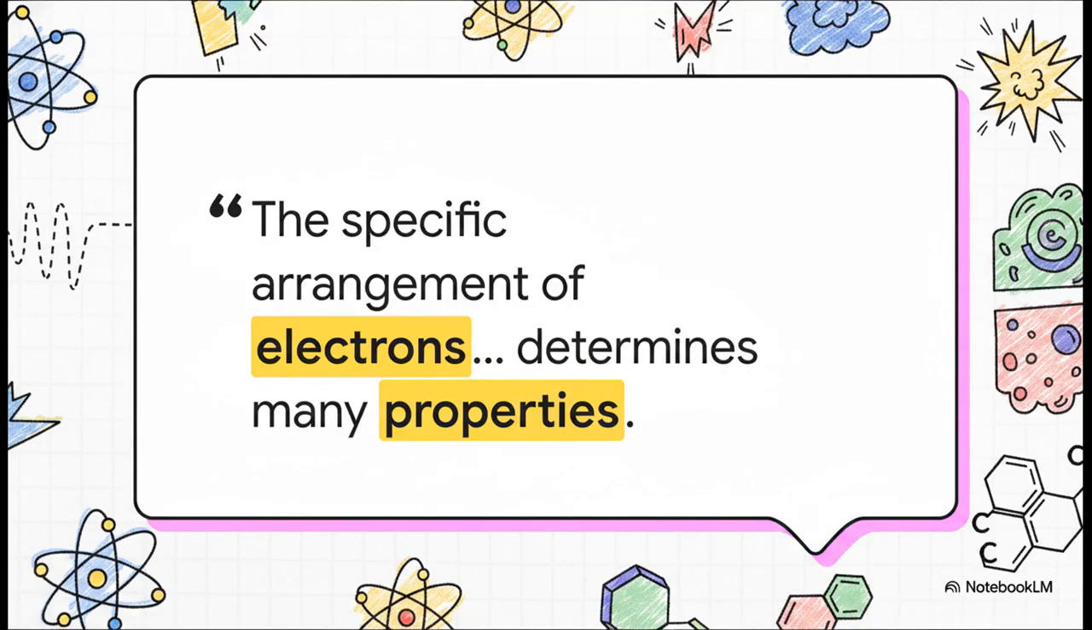We've covered a ton of ground today, but I really want you to remember this quote from our source material. The specific arrangement of electrons in orbitals of an atom determines many of the chemical properties of that atom. It really all comes back to this. The specific arrangement of almost weightless particles in completely invisible orbitals entirely dictates whether an element is going to be a reactive metal, a toxic gas, or the fundamental building block of life. The microscopic rules literally create our macroscopic reality.